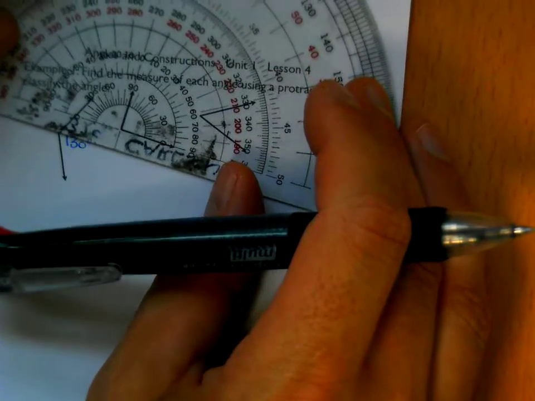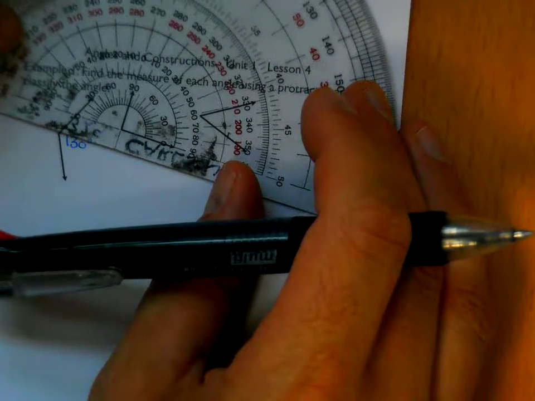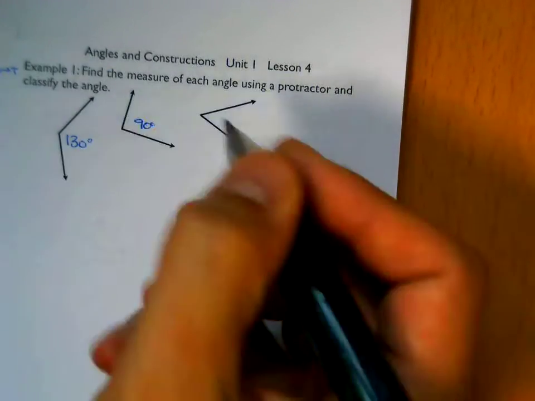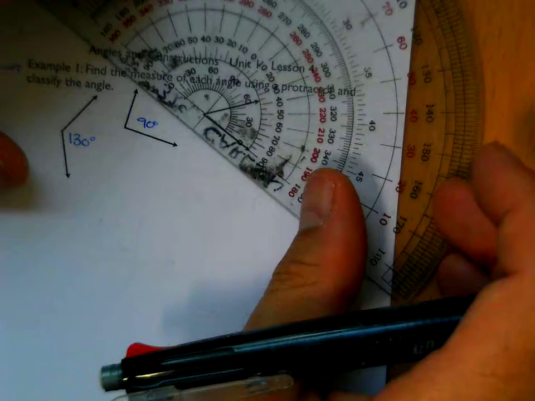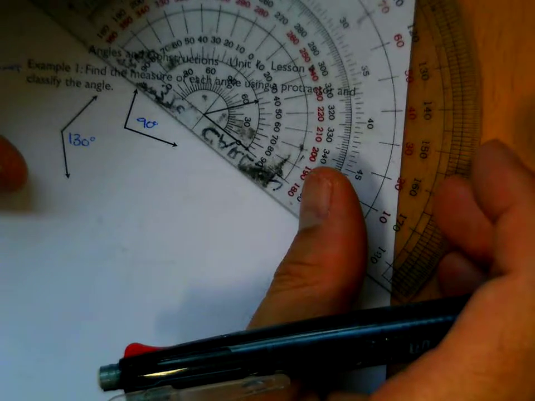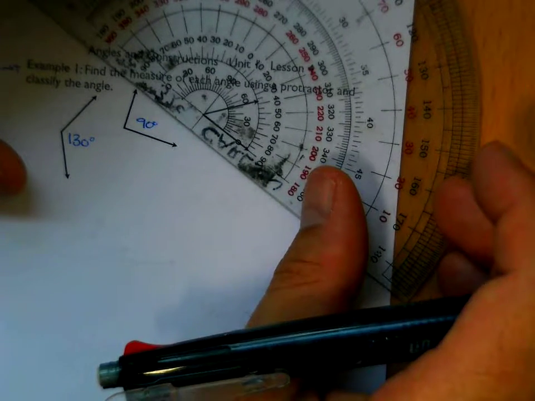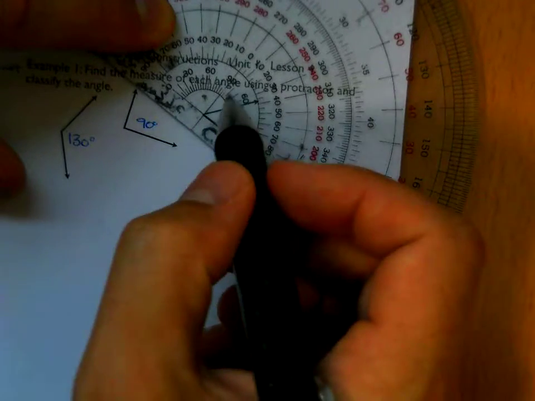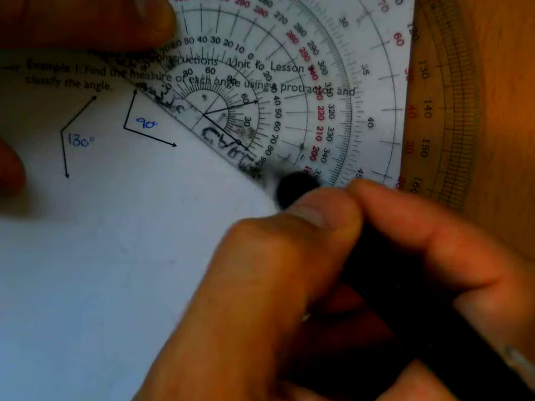Let's see, this one looks like it's 90 degrees, but we can't tell unless we measure it. Well, no, it does look like it's 90 degrees, and so we'll say 90. This one is clearly acute, so we'll put our center here, measure this out, and it looks like, let's see, I'll flip it over.